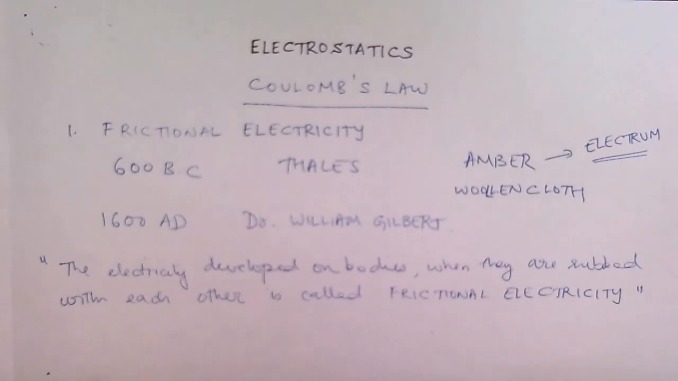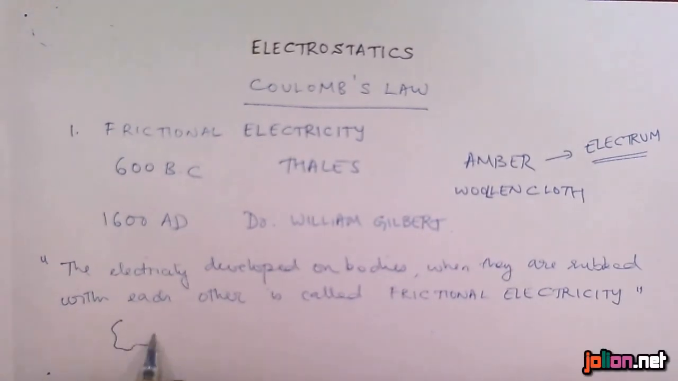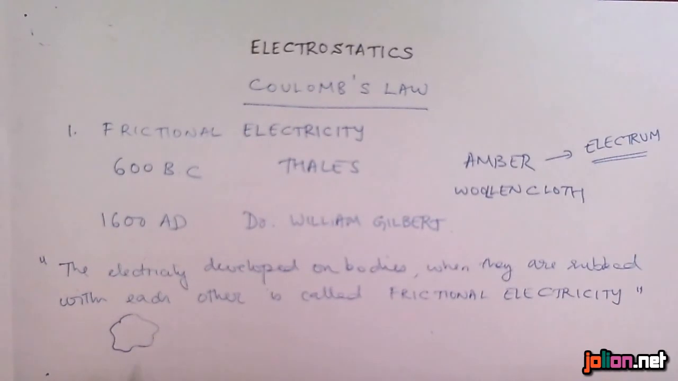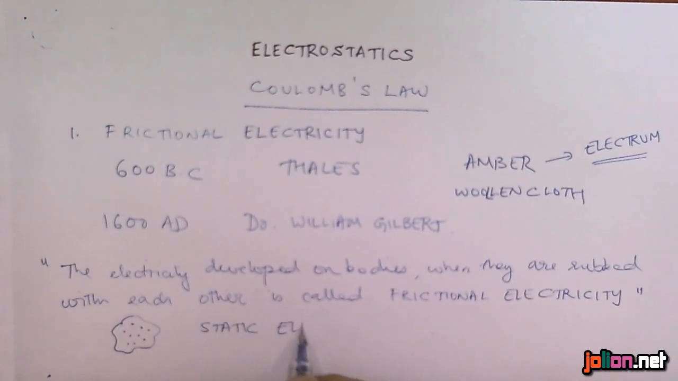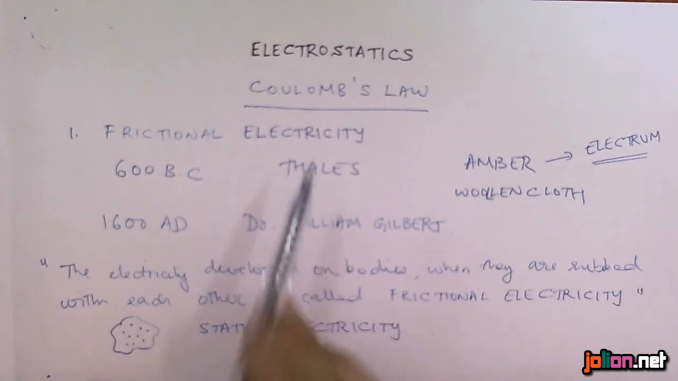Another thing to note is this. Suppose we have a piece of amber which is rubbed with a woolen cloth. It develops some charges. Now we'll just denote these charges by dots for now. Now these charges cannot flow in this body of amber. They are static. They just stay there. Because of this fact, this frictional electricity is also known as static electricity. And hence the term electrostatics.